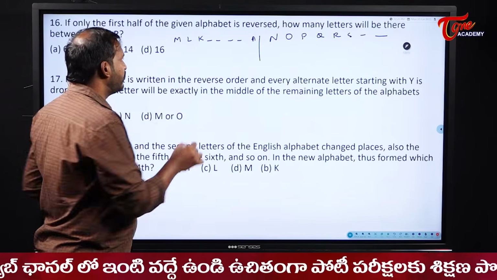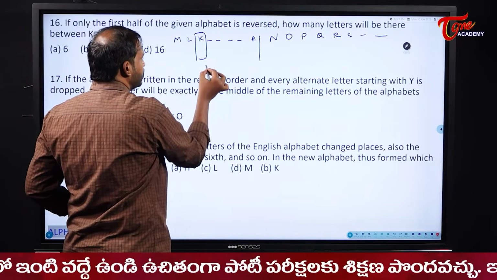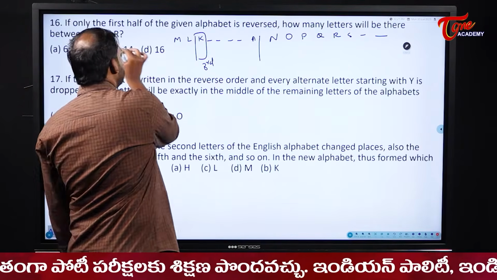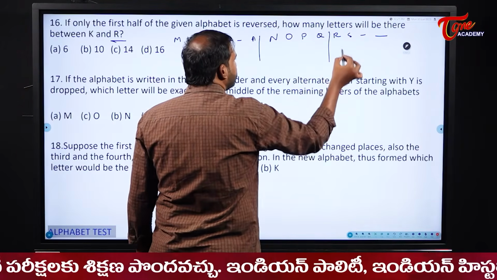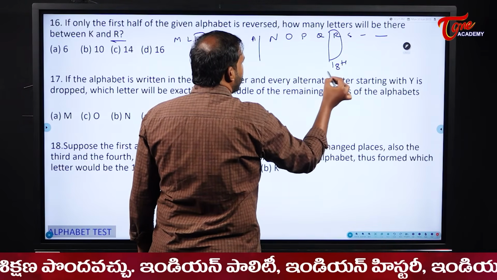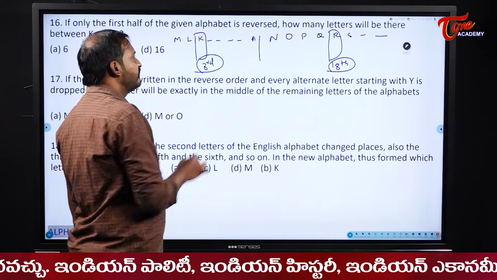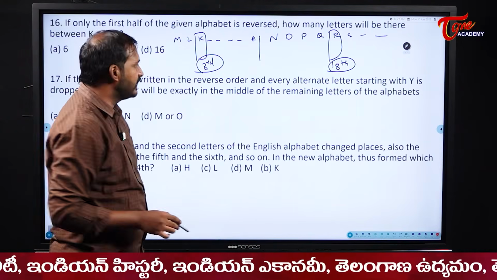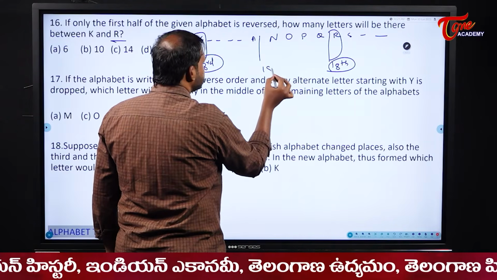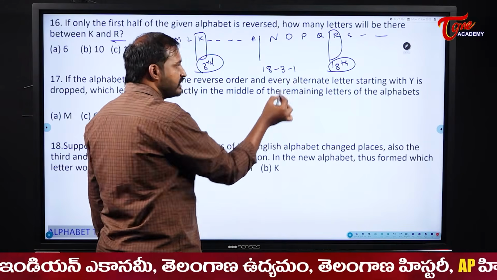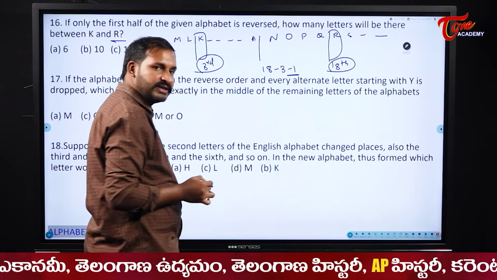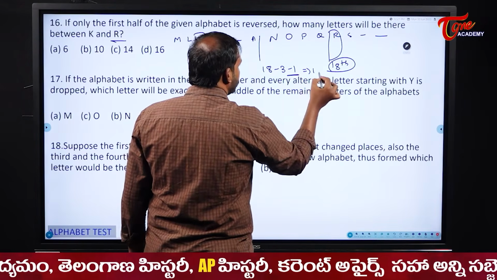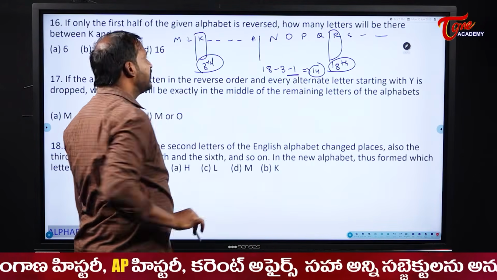Now K becomes what for me? From the left it becomes third. And when it comes to R, it is unchanged. R will be 18th from left and K is the third from left. How many letters will be there between K and R? 18 minus 3 minus 1. Please remember carefully, always between the letters means we should do that minus 1. So what does it become? 14. So there will be 14 letters between K and R.